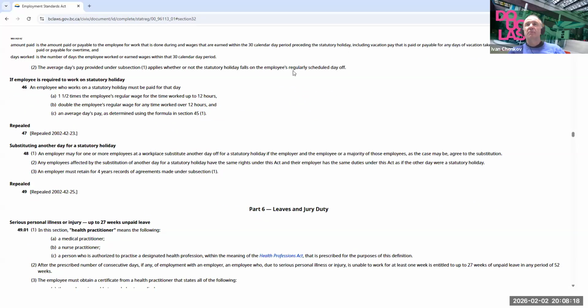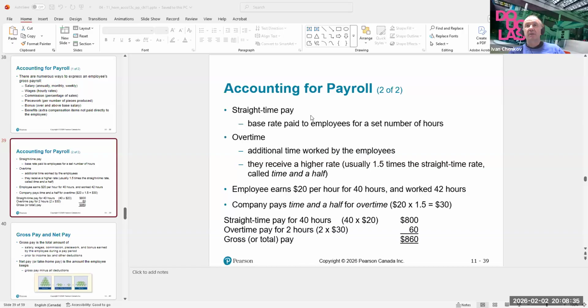So the BC Employment Standards Act is a very interesting read if you want, and I strongly encourage you to go over it, spend some time and familiarize yourself for payroll purposes. Now let's go back to our slides and continue. So now we know what straight pay time, or regular time, is, and what overtime is. Overtime is 1.5 times the straight or regular hour. We call it time and a half.